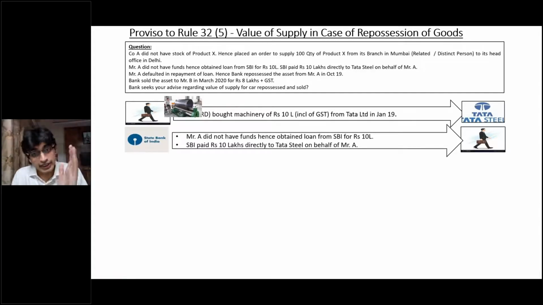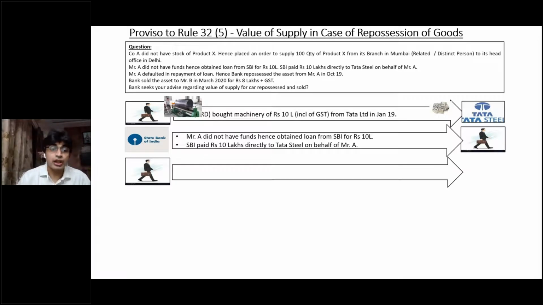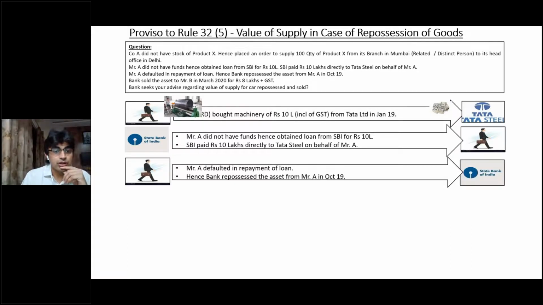SBI ने क्या किया? It gave a loan of 10 lakh होता है ना? SBI paid 10 lakh directly to Tata Limited. ठीक है, पूरा का पूरा 10 लाख टाटा को दे दिया. So मशीन किसने बाय किया? मिस्टर ए ने. लोन किसने लिया? मिस्टर ए ने. And SBI ने पे किसको कर दिया? टाटा लिमिटेड. So Tata Limited got its money. It's out of the picture. Now what happened? Mr. A defaulted. पेमेंट करना था ना लोन का. Mr. A defaulted in repayment.